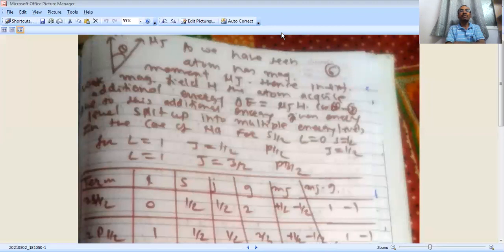Again, I want to repeat in the objective, you may ask a question like this: in the case of anomalous Zeeman effect, dash magnetic field is applied to the sodium. Number one, weak; strong; both weak and strong; and none of these. Is it okay? Now, this is the last lecture of this chapter, where this chapter now ends.